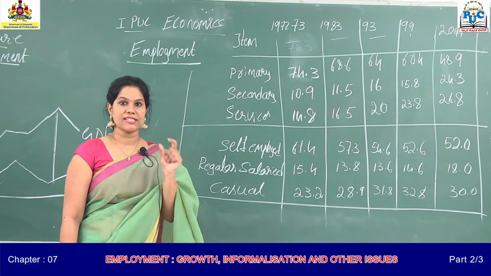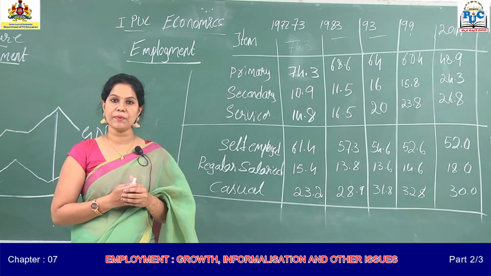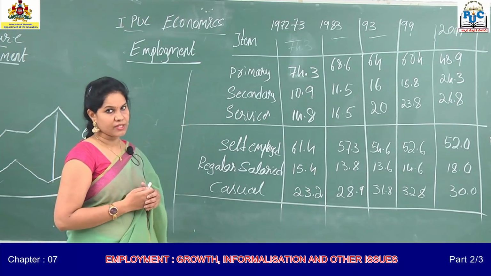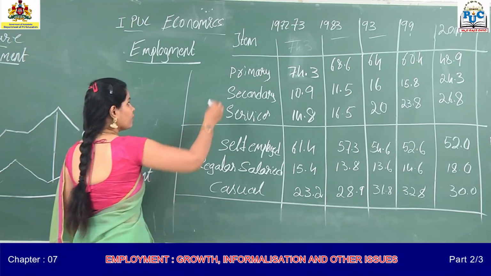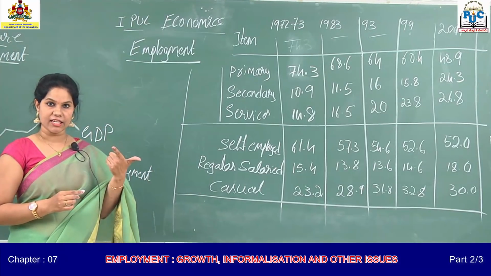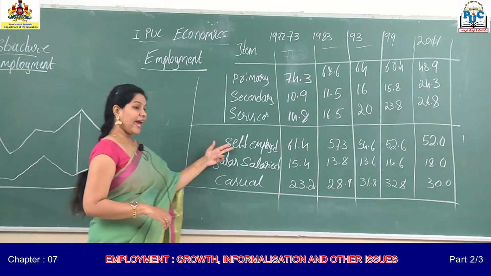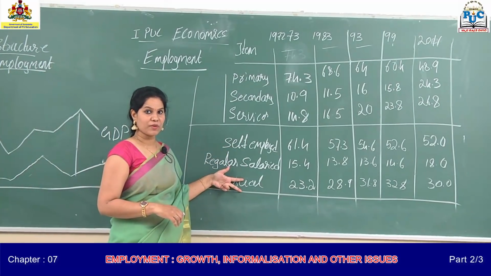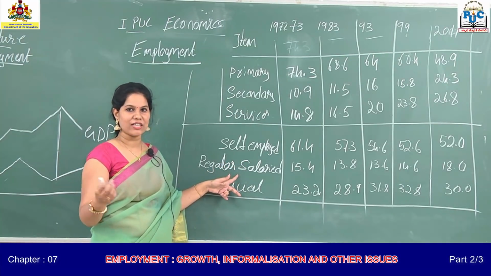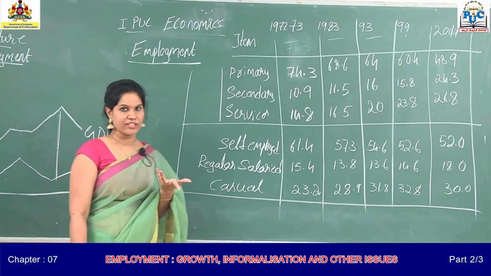These numbers, these years, where we are comparing one year to another year, will be called time series data. So we have time series data also. At the same time, we are considering three sectors: primary sector, secondary sector, and tertiary sector, otherwise the service sector. And we have three important occupation areas. Few people are self-employed, few people are regular salaried, and few people are casual in nature, casual wage laborers.